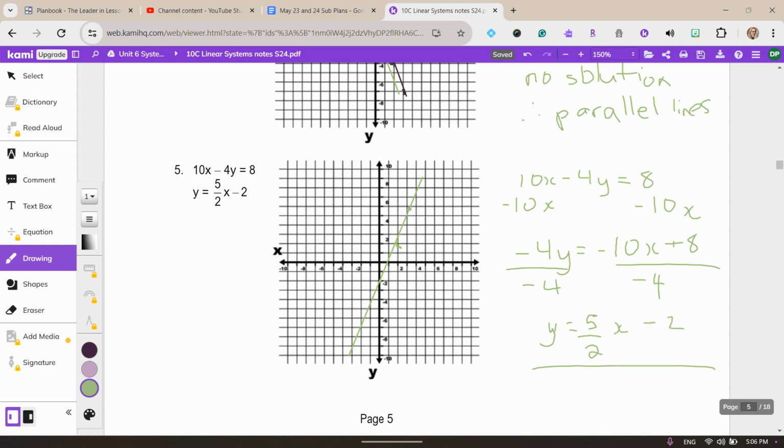So you'll notice that this equation that we got was actually the exact same equation. So these are the same lines. They were just written in different forms. So we would plot the points, but it'd be the exact same line. That tells us that there is an infinite amount of solutions.